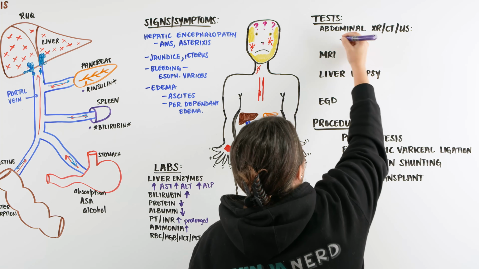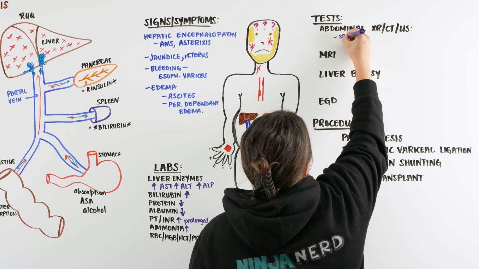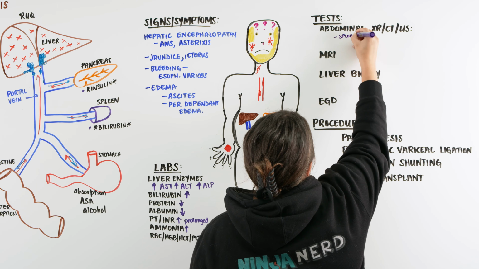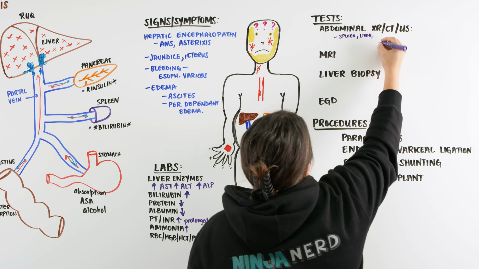And the biggest thing for this is we're just going to be able to identify what the spleen looks like. Is the spleen enlarged? Are we having splenomegaly? What does the liver look like? Do we have hepatomegaly? And what else is going on?